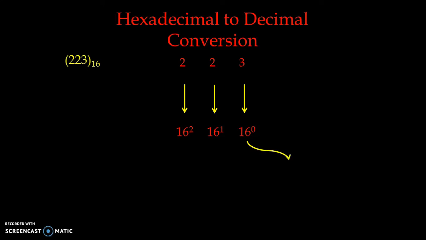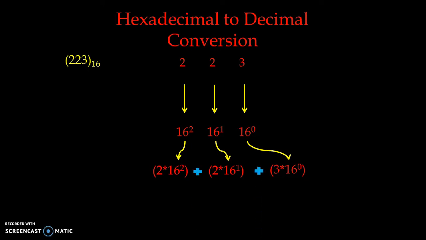Now we have to multiply each actual digit with its weighted position or value, right? And at the end, we have to do the summation of all the values. So 3 multiplied by 16 raised to power 0, 2 multiplied by 16 raised to power 1, and again 2 multiplied by 16 raised to power 2. And then we have to do the summation.